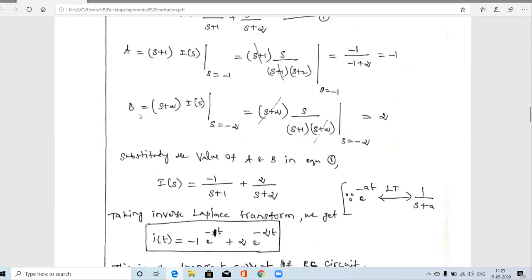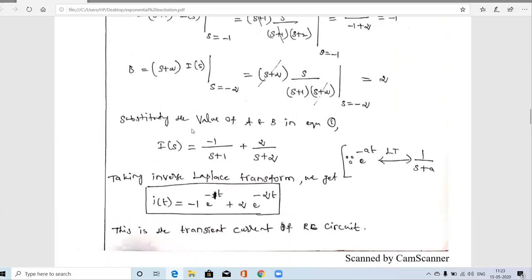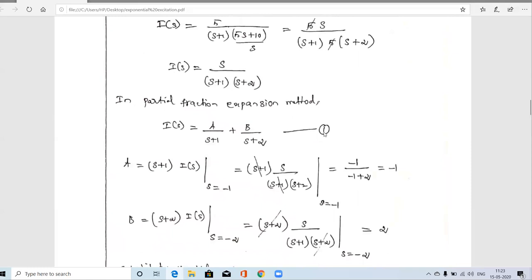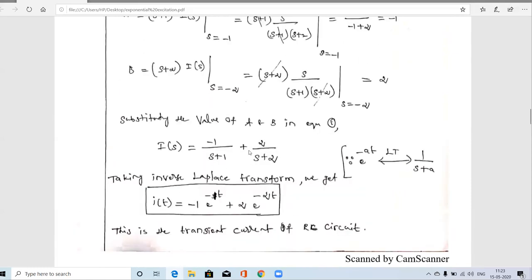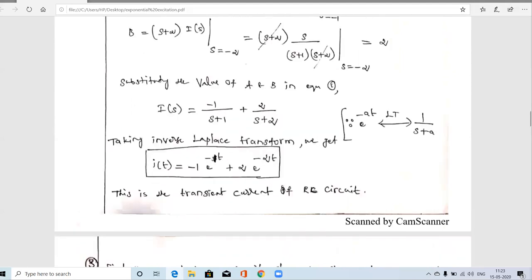Similarly, we have to find the value of b. So the answer for a is minus 1, and b is 2. So substitute the values of a and b in this equation number 1, the I of s equation. So for I of s, we will get minus 1 by s plus 1 plus 2 by s plus 2. So we have the structure of e power minus at, correct? For e power minus at, you know the Laplace transform is 1 by s plus a.